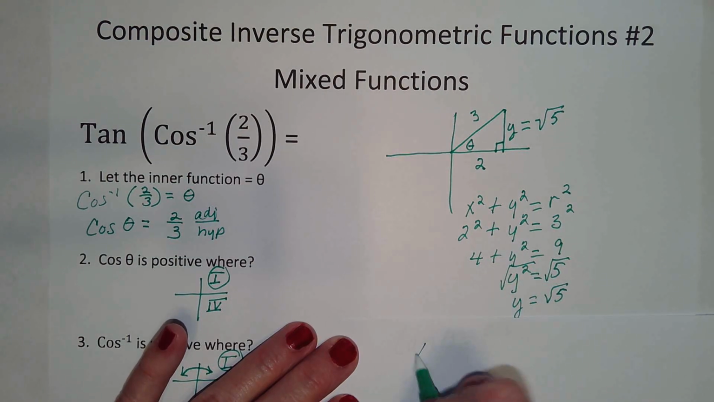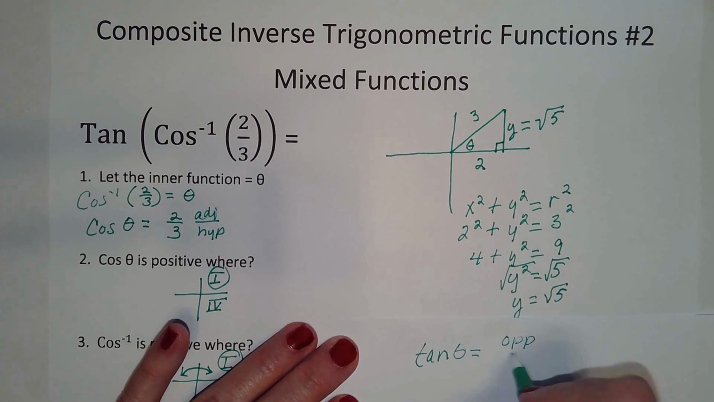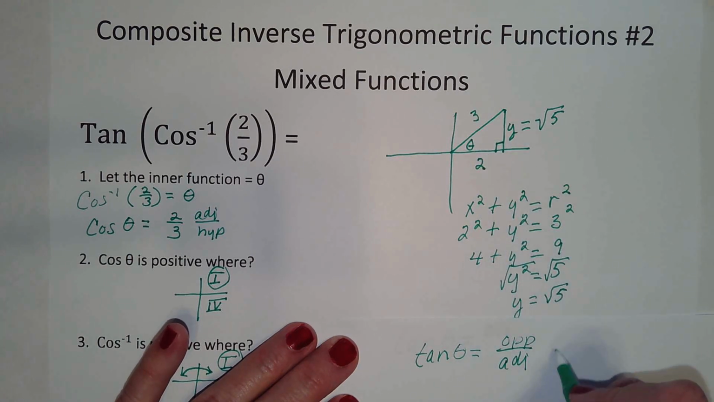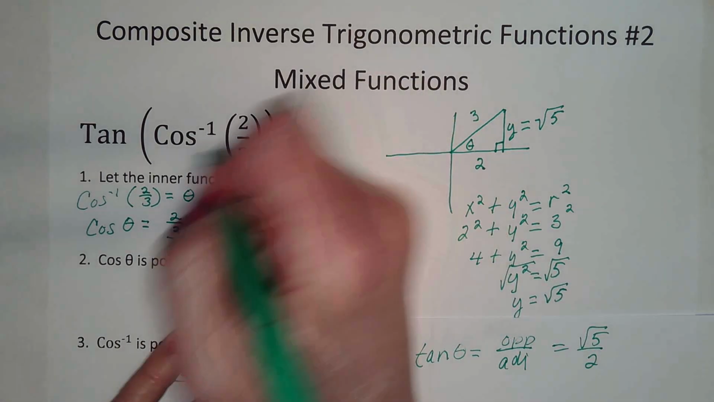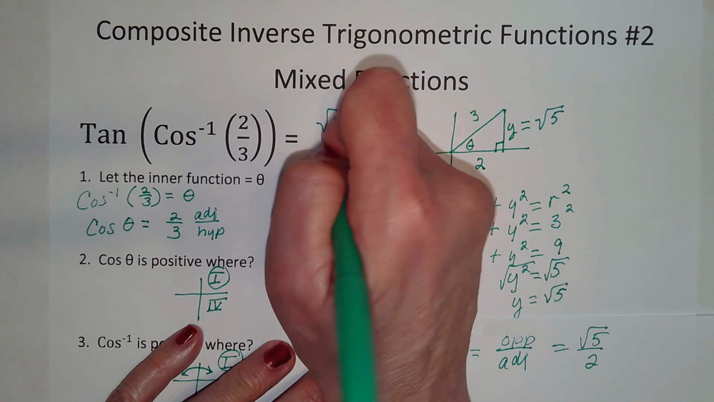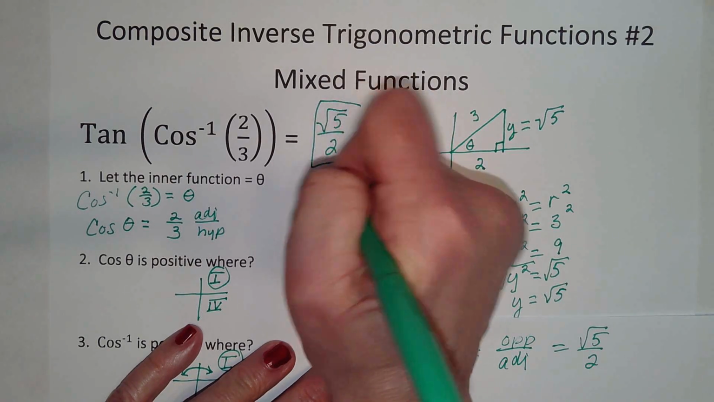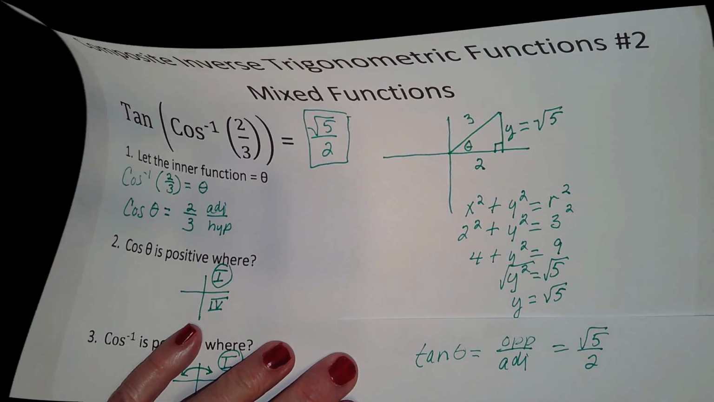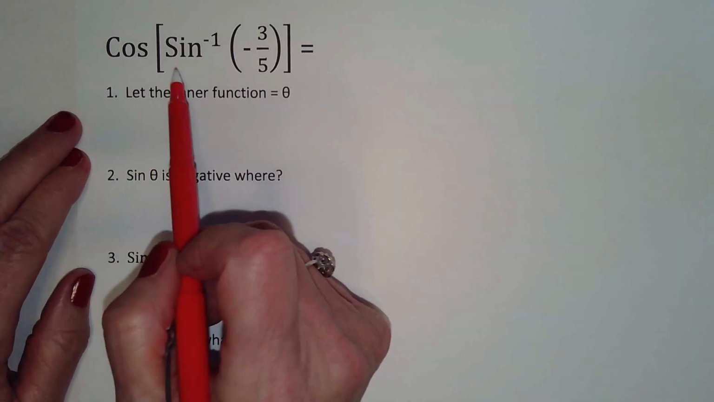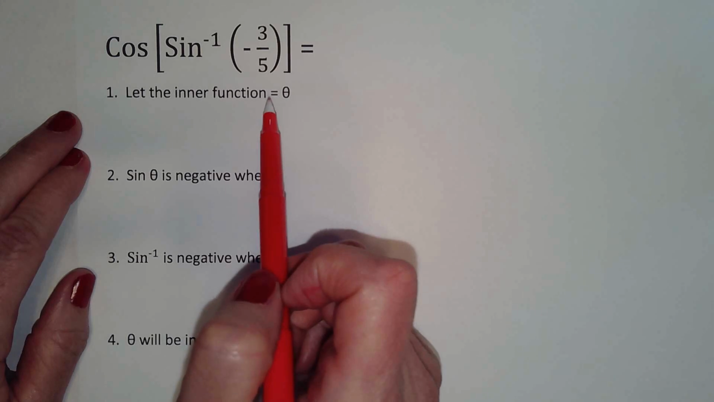To find tan theta, it is opposite over adjacent. If we look at this, it is the square root of 5 over 2. So tan of cosine inverse of 2/3 is the square root of 5 over 2. Now let's evaluate cosine of sine inverse of a negative 3/5.